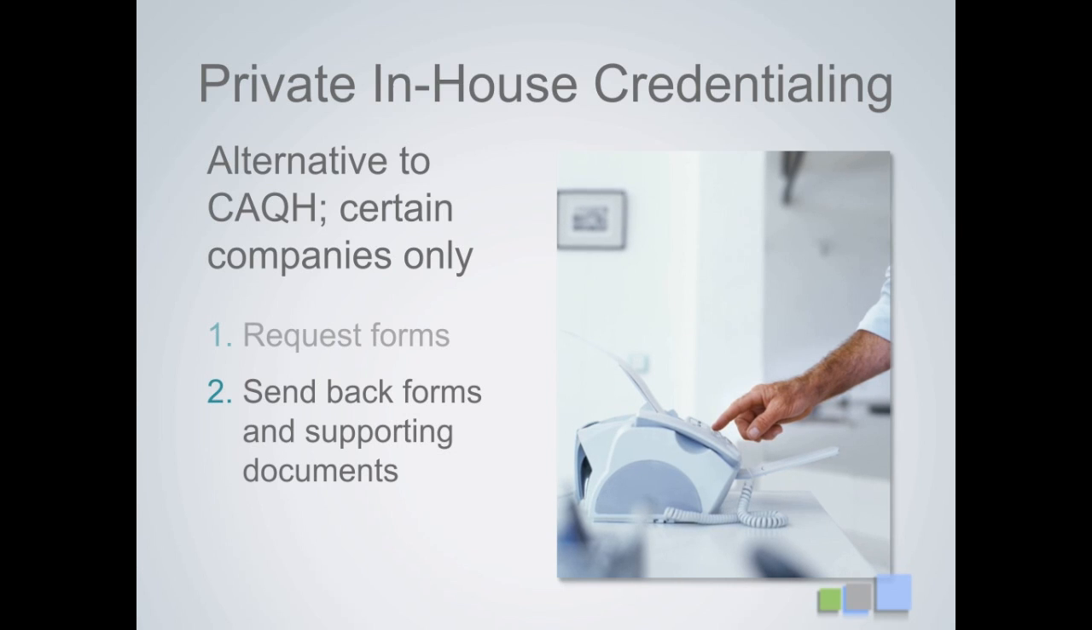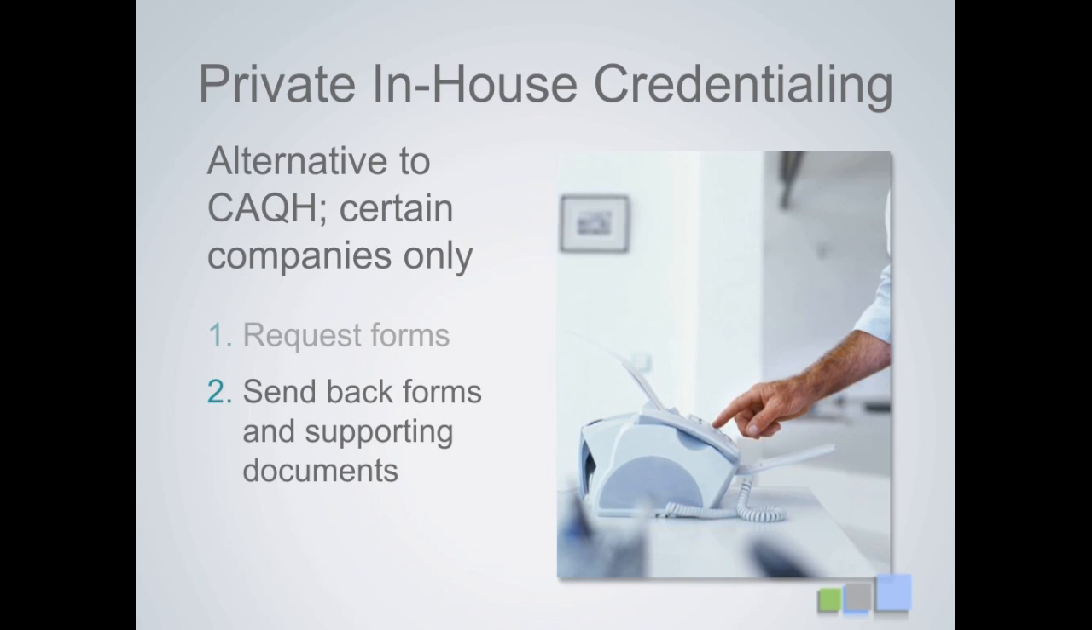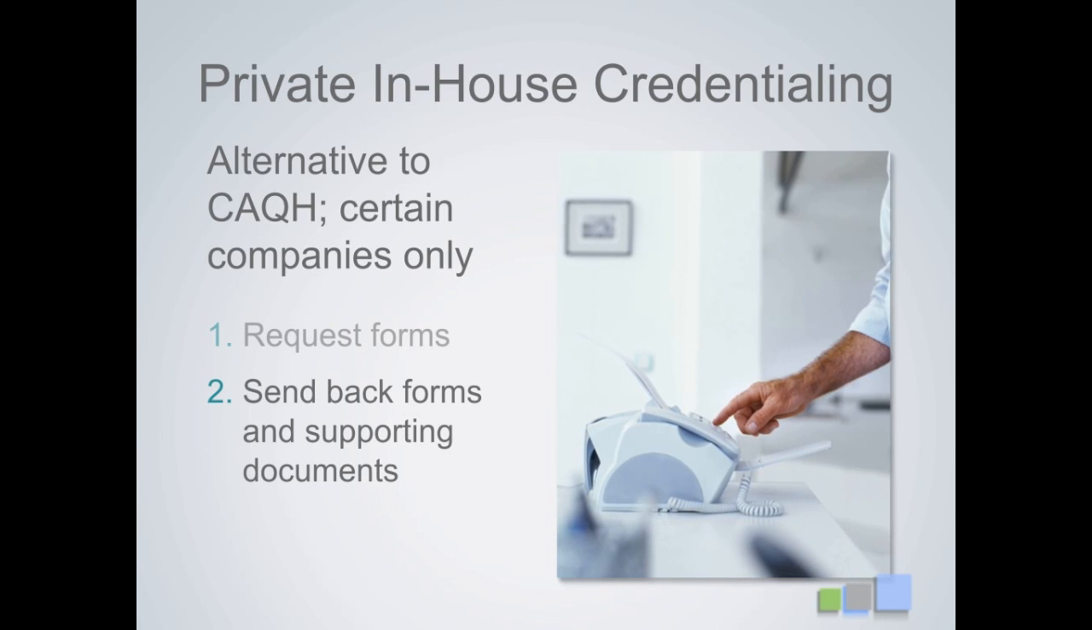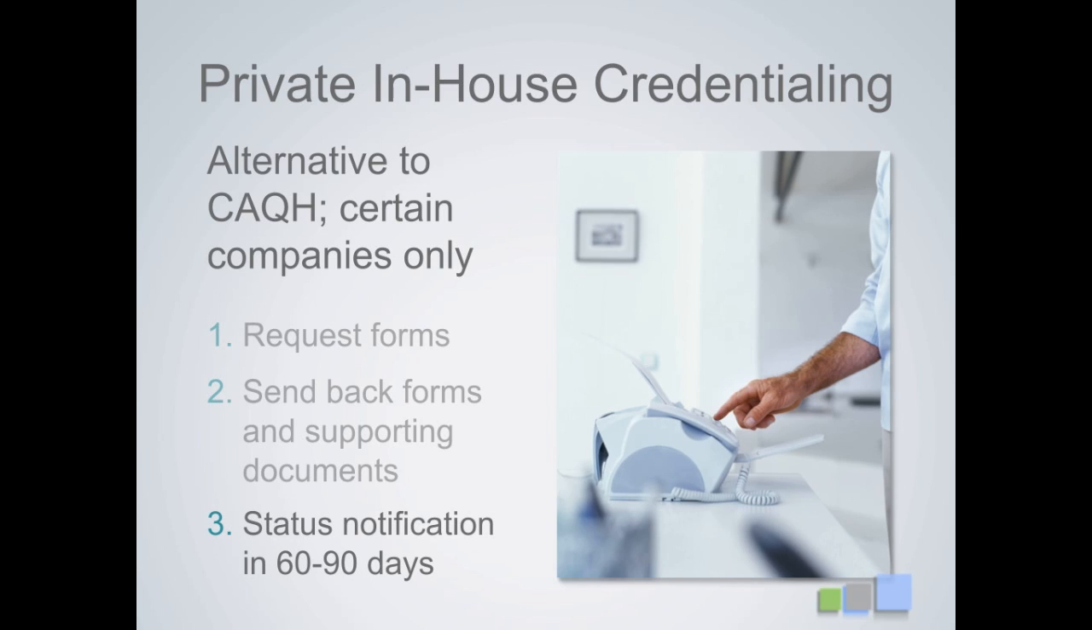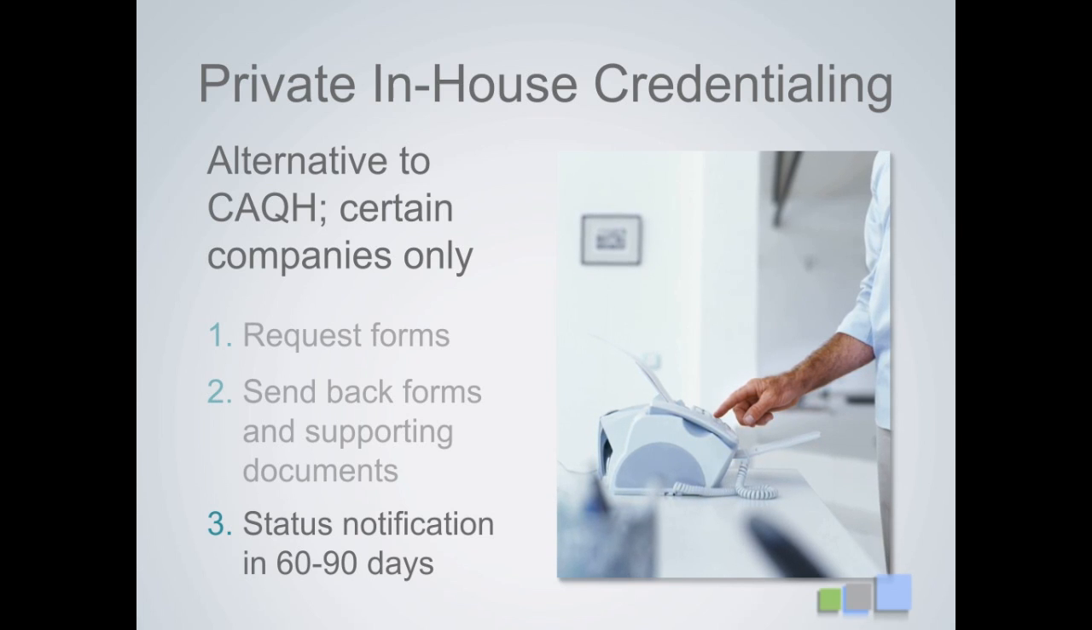Often a company credentialer will contact you for additional information or clarification via email or phone. The insurer should notify you by mail or email to let you know if your application is complete. Expect to wait about 60 to 90 days. If you haven't heard back about your in-house credentialing paperwork after 90 days, be sure to follow up with the insurer's credentialing department.